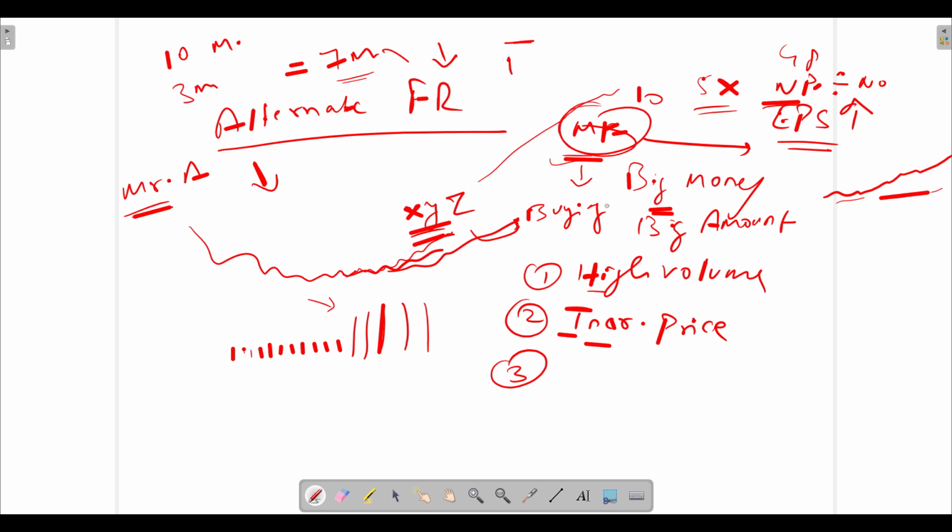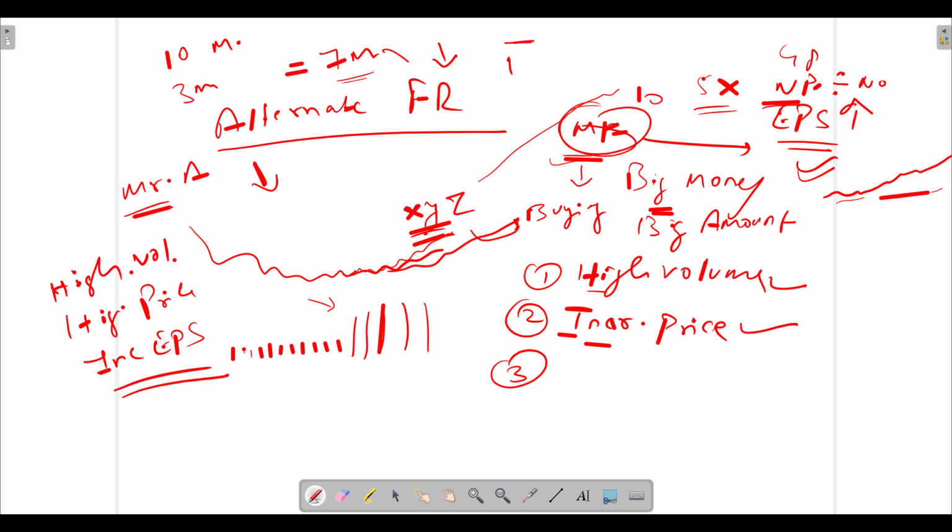So by their action, we came to know that this stock is having a good volume, this stock is having a good price increase, this stock is increasing in terms of EPS quarter on quarter. So these three things, high volume, the increase in price, and increase in EPS, can be our basis to find the stocks which are going to perform well.